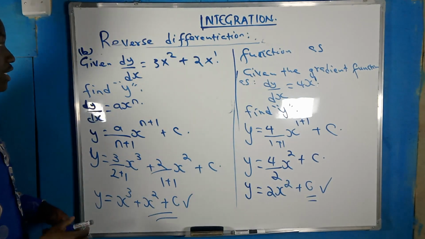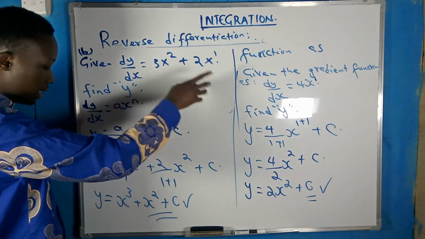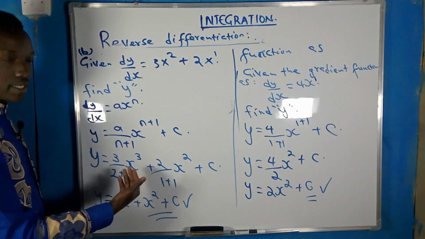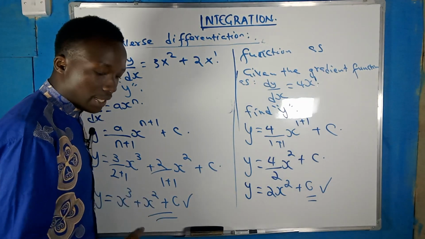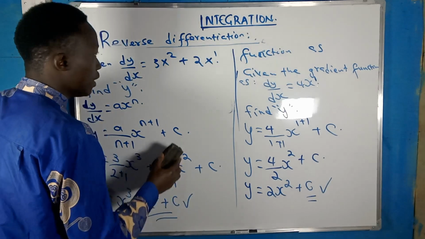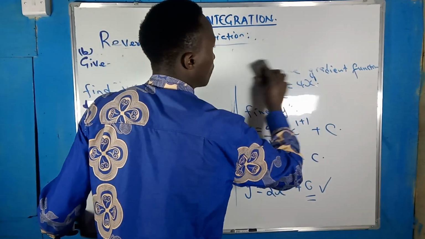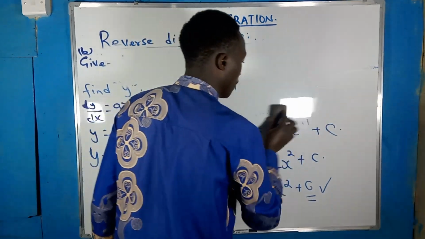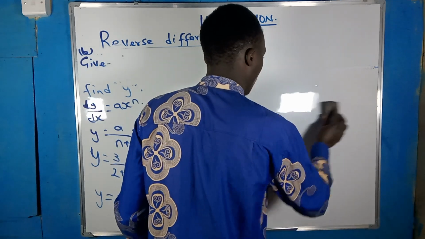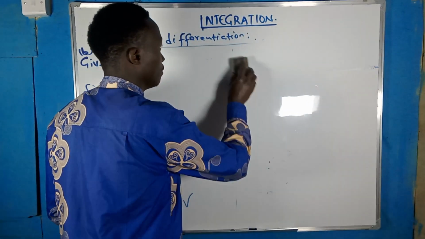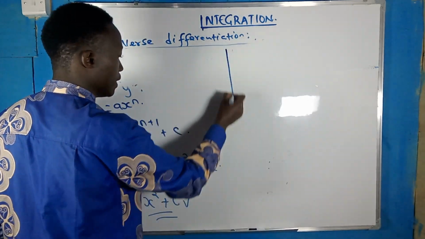So we have already integrated 3x squared plus 2x to give us x cubic plus x squared plus c. So that is how we integrate. We can do some more examples.